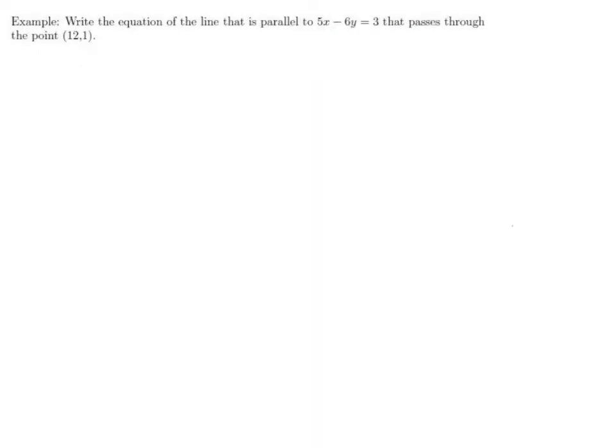All right, a couple more examples here. Write the equation of the line that is parallel to 5x minus 6y equals 3 that passes through the point (12, 1). Because we want to come up with a parallel line, we need to first determine what the slope is of this given line, and then the new line that is parallel to this given line will have the exact same slope.